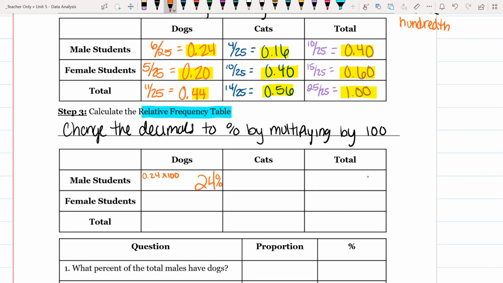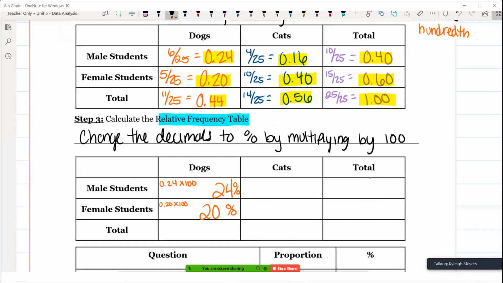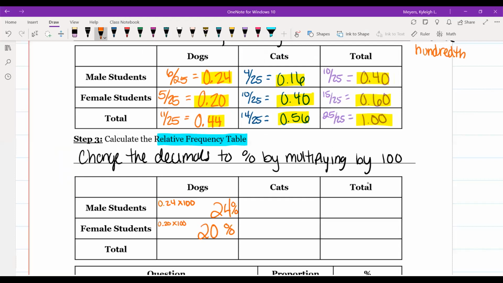We're going to do 0.20 times 100. That'll give you 20%. Kind of see the process here that we're doing? Okay, so fill in the rest of this. Turn them all into percents. Pause and try to turn these all into percents.